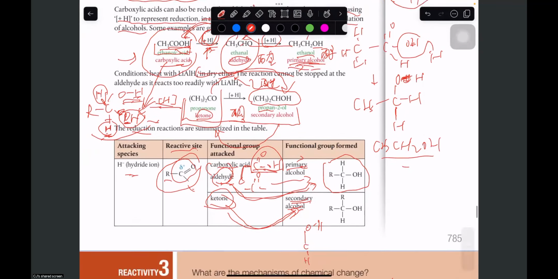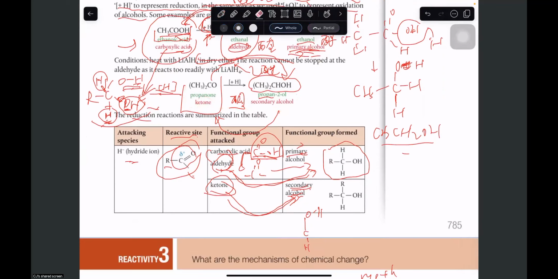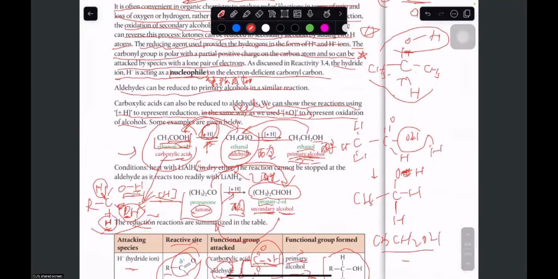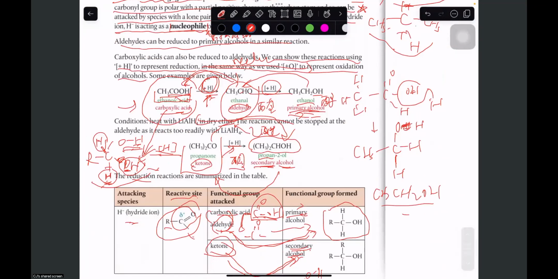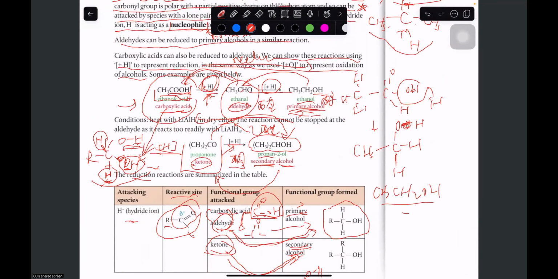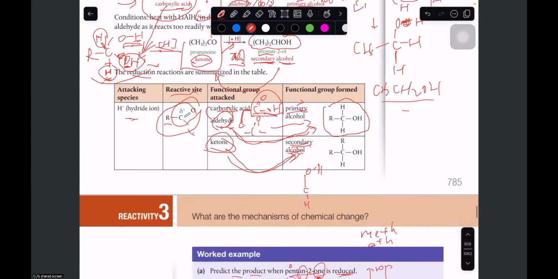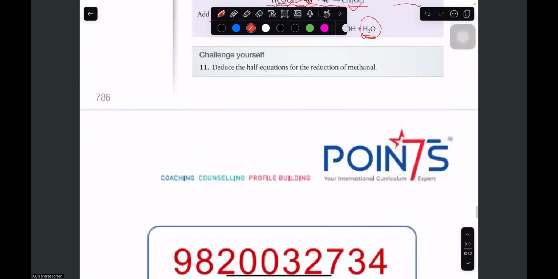So this is the first one. The second one is this one, ketone. Ketone plus the hydrogen, we produce a secondary alcohol. So just these two kinds of the reduction, they are all the reverse reaction of the oxidation. Do you have any question about this one? No. Okay. We'll move to the next part.